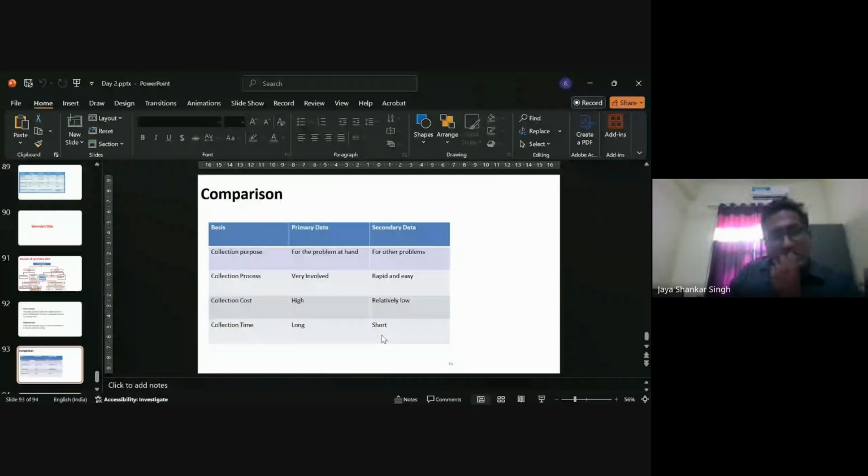So, comparison of primary data and secondary data. When you collect the data for the problem at hand, that is primary data. If you're collecting data for any other purpose, that is secondary. Primary data collection cost is obviously high. For secondary data, it's relatively low. As per the requirement, you can buy it, or most of the time, you get the secondary data for free. The government institutions' census data, everything is available to you.